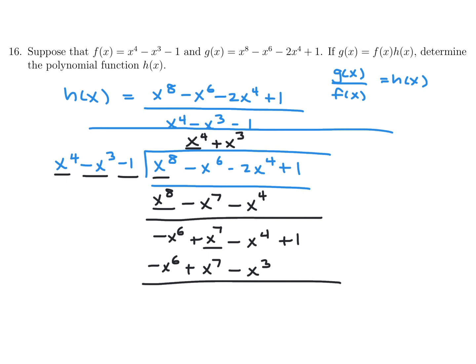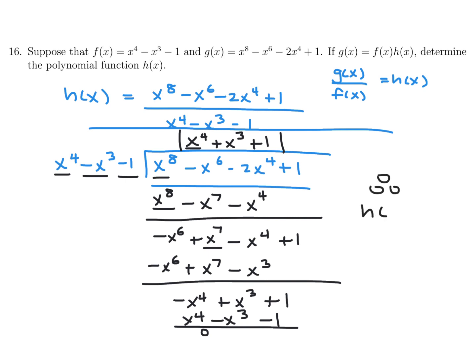Okay, so now let's subtract these. And when you do, you get minus x to the power of 4 plus x to the power of 3 plus 1. Okay. Now let's see how many times this goes. This is 1, so this will be x to the power of 4 minus x to the power of 3 minus 1, and this is 0. So that is the polynomial. So therefore, h of x is equal to x to the power of 4 plus x to the power of 3 minus 1.